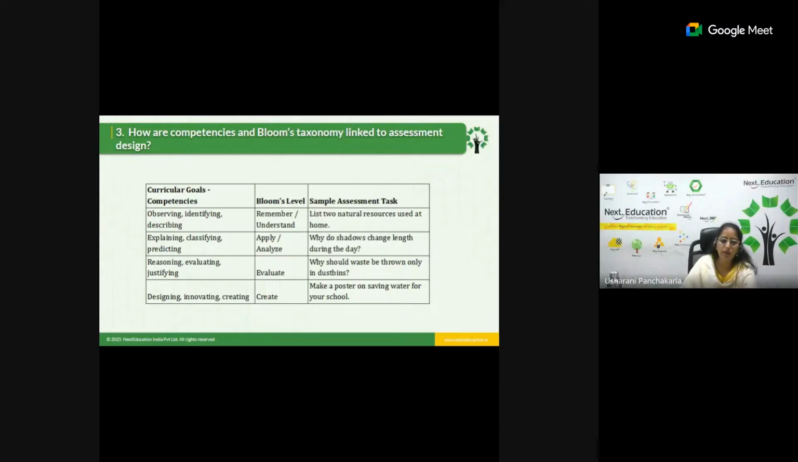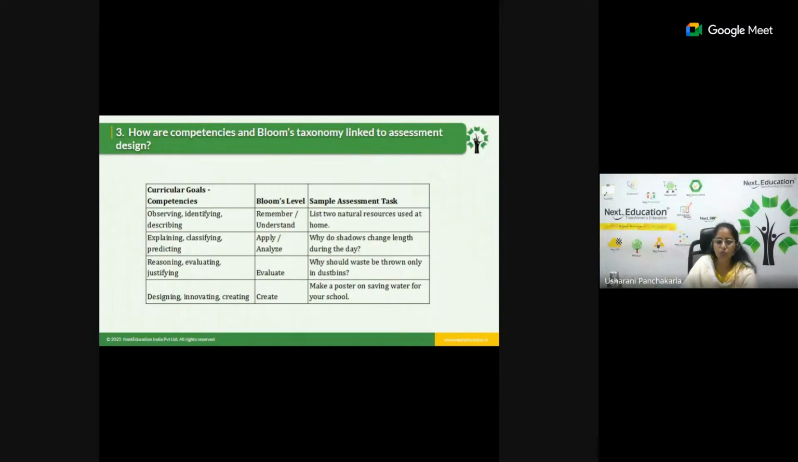Now the third one is reasoning, evaluating, and justifying. That is where evaluate comes into the picture. And why should waste be thrown only in the dustbins? That is something where evaluation is like justification, or it's about reasoning.